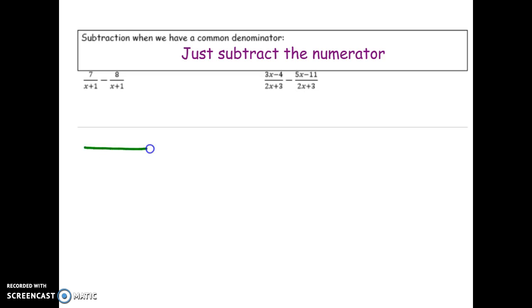So then, when we have the common denominator, we just subtract. All right, so on the bottom, my denominator is x plus 1, so I just take 7 minus 8, which is a negative 1, and that's all I have. I can't factor out anything, so I'm done.